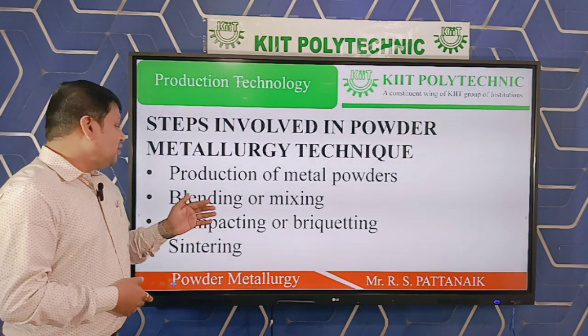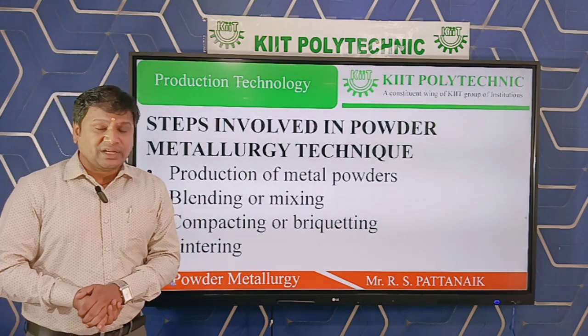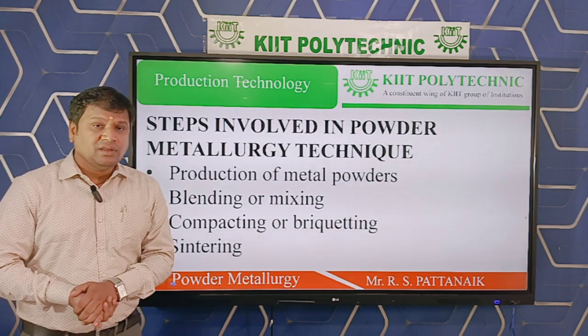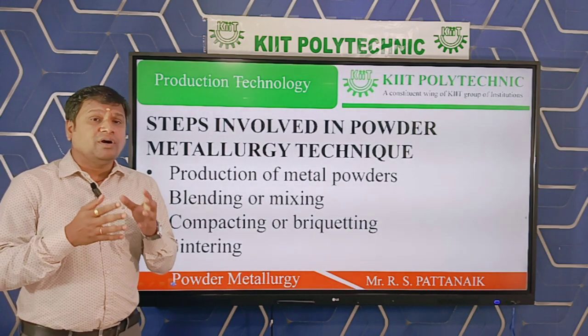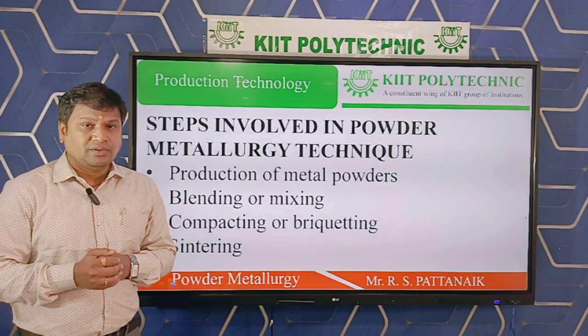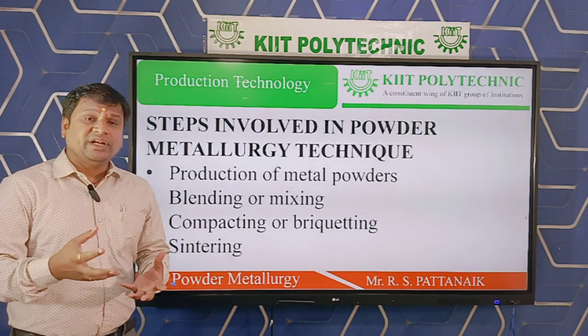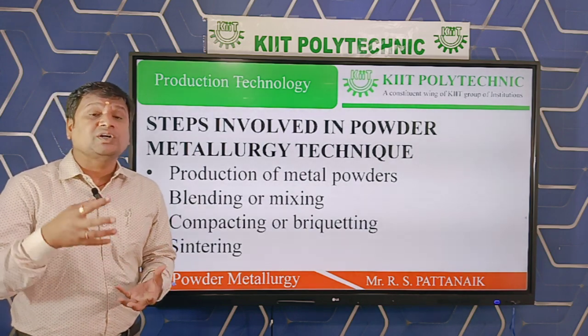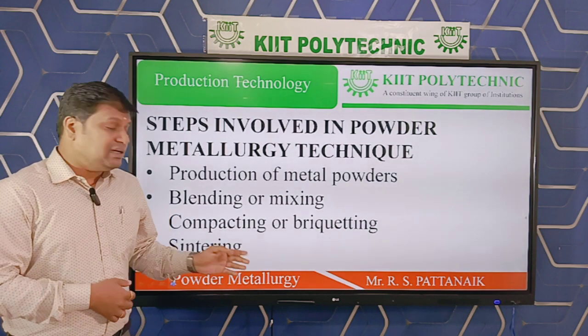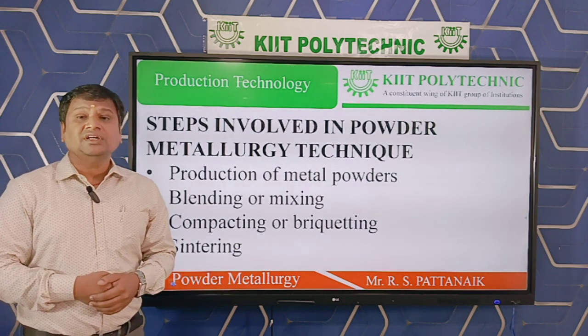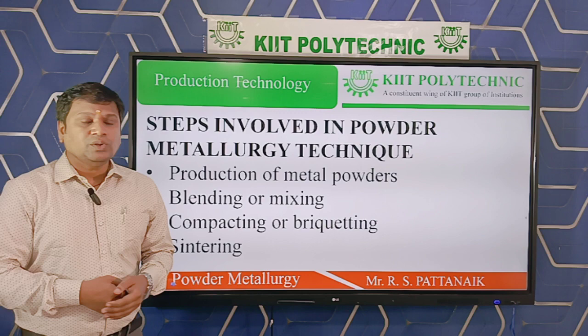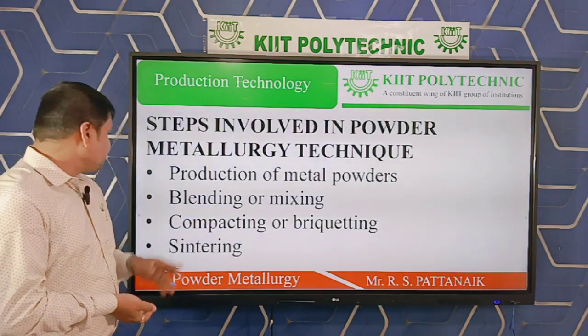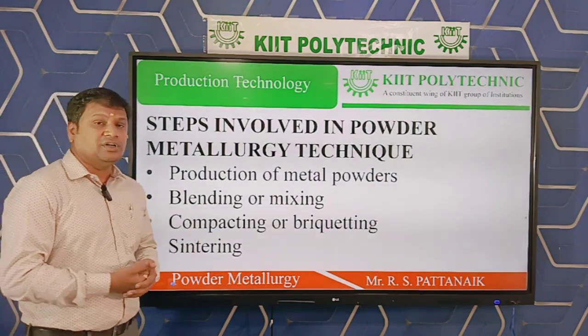The next step is compacting or briquetting. This is the step of the green compact. Here the blended powders are compacted. Then the last step is sintering. Let us discuss the first step, production of metal powder.